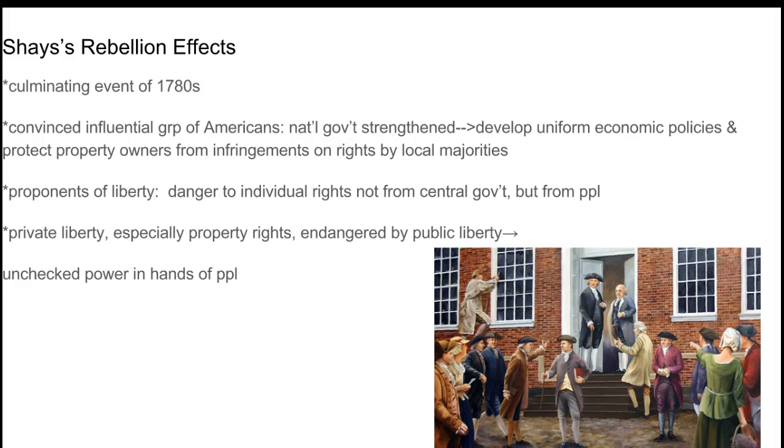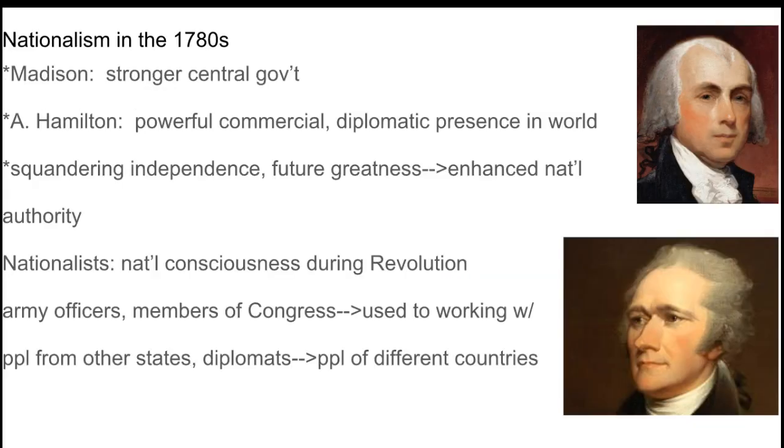This unchecked power in the hands of the people, like these revolts, was going to be bad for the individual liberties of people in general, every person. You have this nationalism in the 1780s. This is James Madison. He was about 5'3" and weighed about 120 pounds, dripping wet, but he was very, very smart.